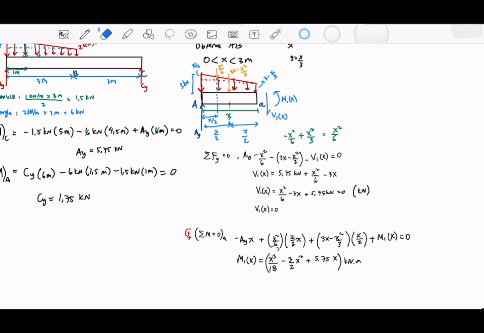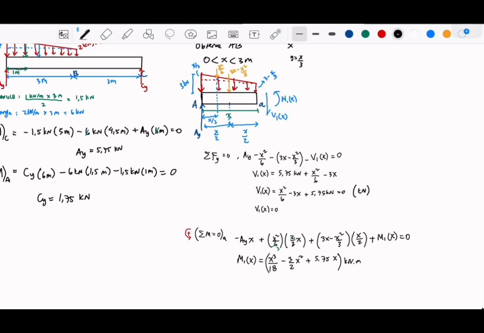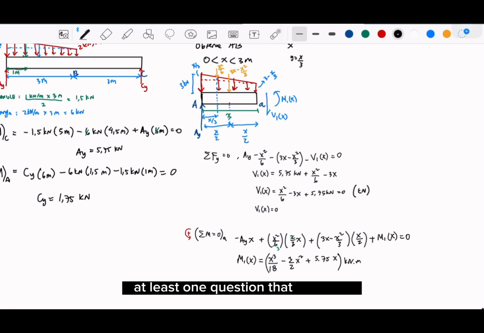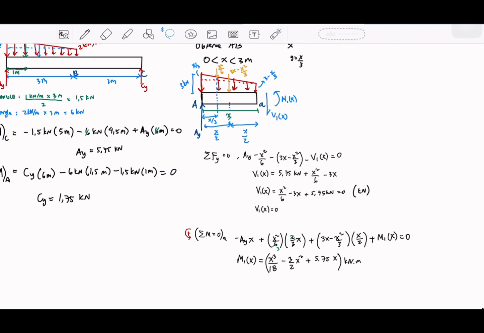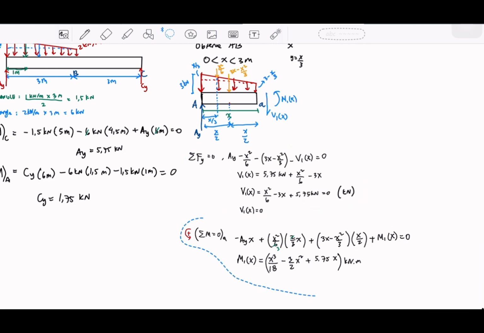So for sure, this type of question, plot the graph of shear and moment, will be at least one question on the finals. This is one type of question: to draw the shear and moment diagram, okay? So I hope you get some clue from what we have here.